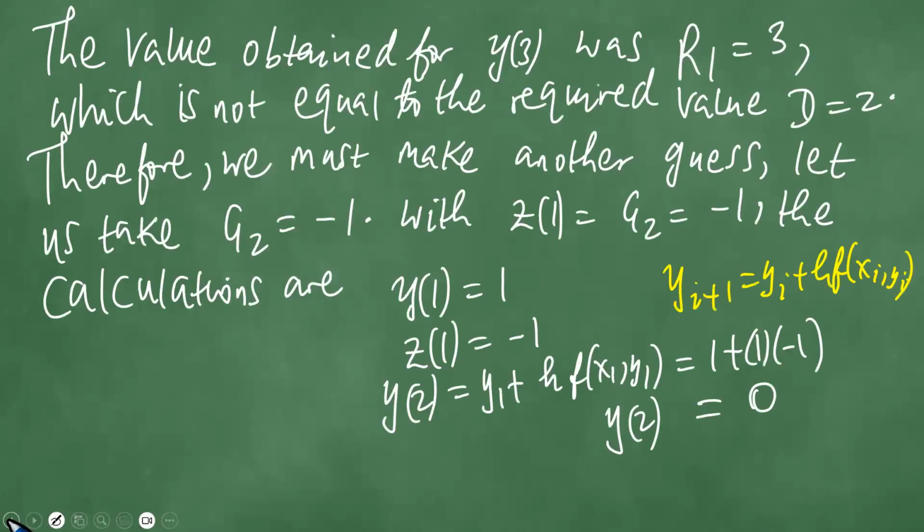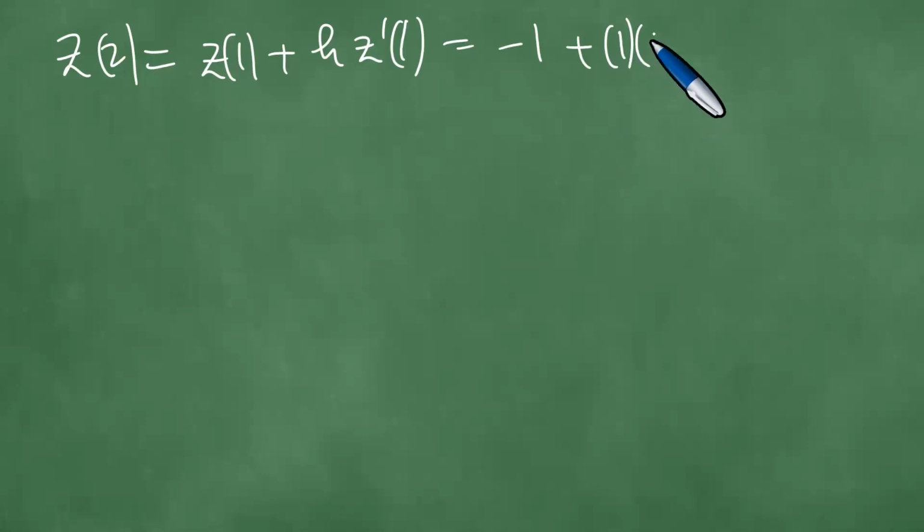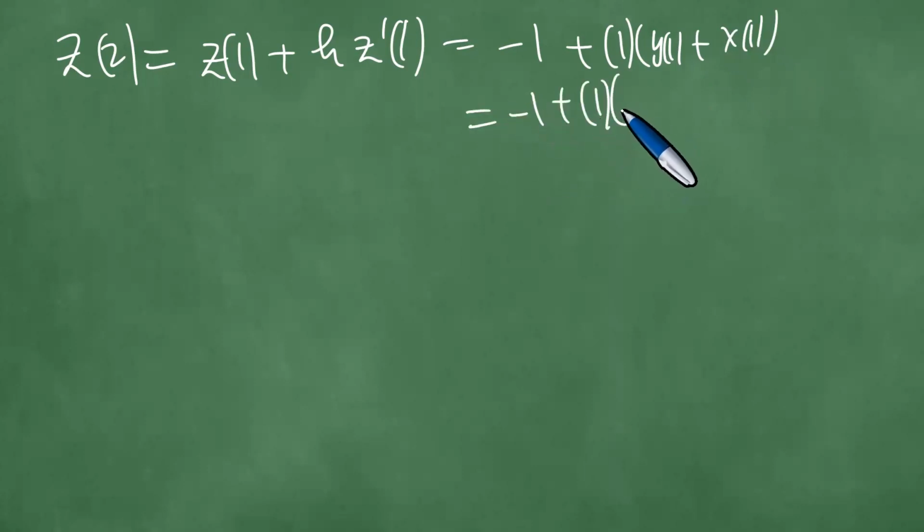What is y1? It's exactly 1. So this is going to be y1 and x1. -1 plus 1 times y1 is what? It's 1. We saw that before. X1 is what? It's 1. And therefore the result is 2 minus 1, which is 1.